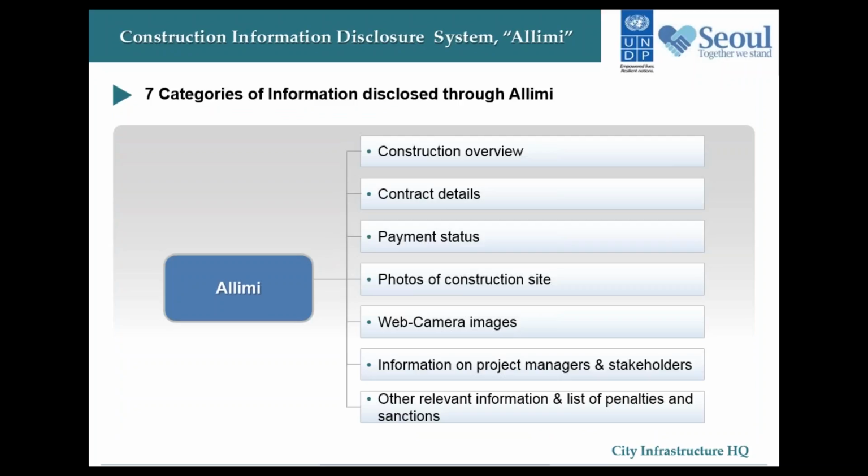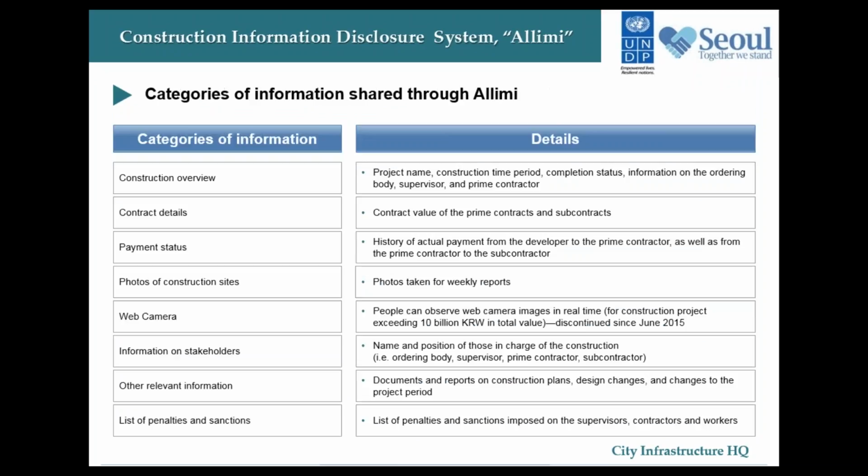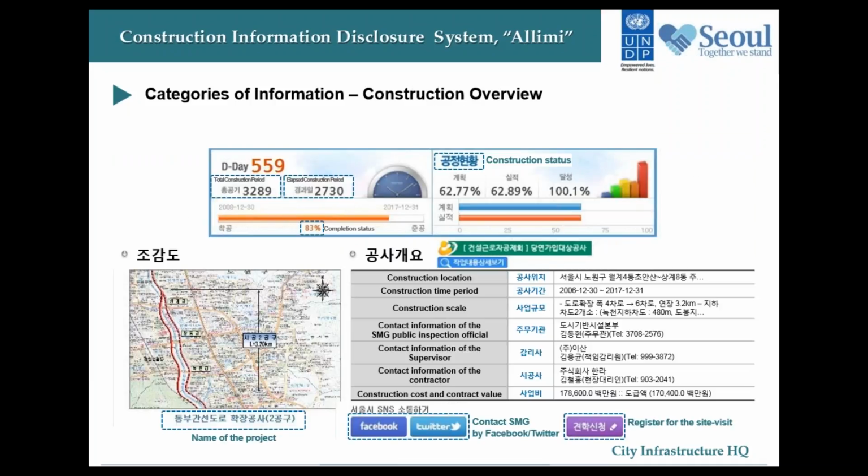Now, what type of information is disclosed through Allimi? There are 7 main categories of information that citizens can access through the system. This chart summarizes what kind of information is provided under each category. For the next slide, we will discuss in more detail the information disclosed per each category. So in the first category, we have construction overview.